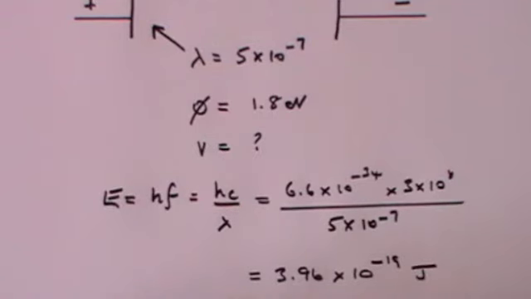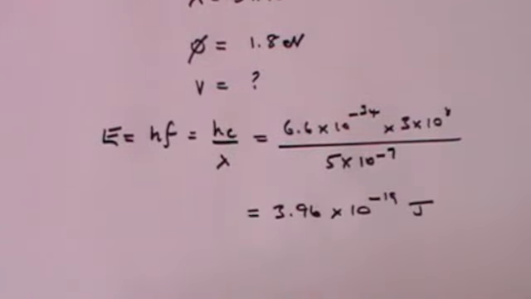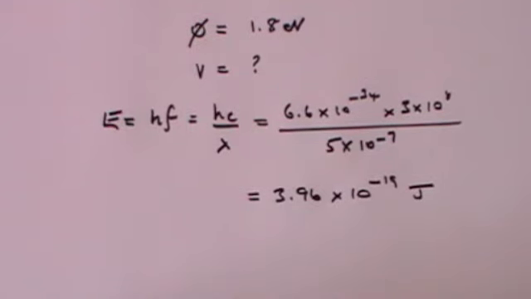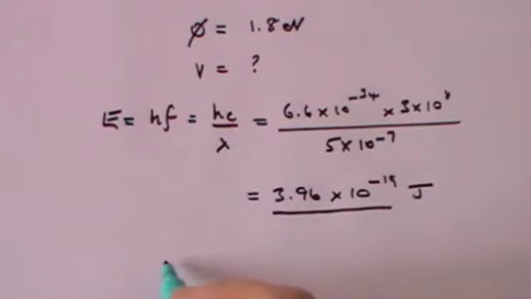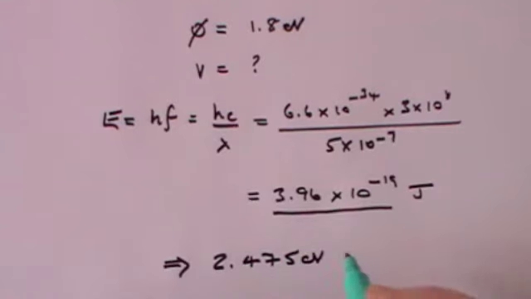Now, since we've got a work function in electron volts, we better convert the energy here into electron volts. And the way to convert a joule into an electron volt, remember, was to divide by 1.6 times 10 to the minus 19. So if you divide this number by 1.6 times 10 to the minus 19, that will give you 2.475 electron volts.